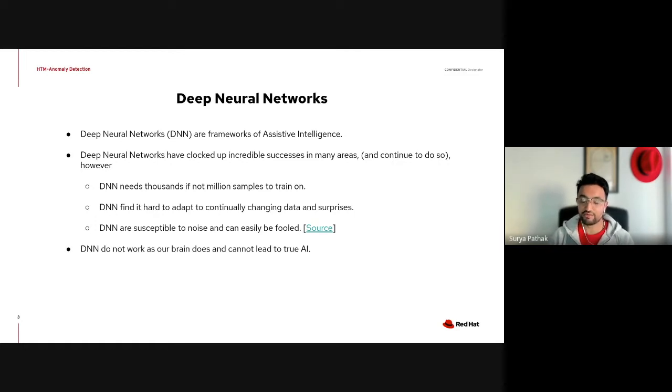The source that I linked over there is a paper where a group of scientists pasted stickers on traffic signs, like stop signs, and fooled a machine learning system in classifying the object. You can check that paper over there as well. Therefore, deep neural networks, instead of artificial intelligence, can be said to be more of a framework for assistive intelligence. It does not work as our brain does and cannot lead to true artificial intelligence.